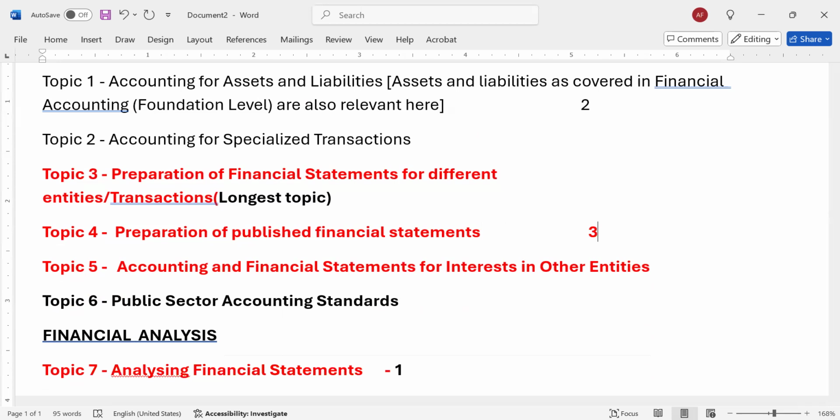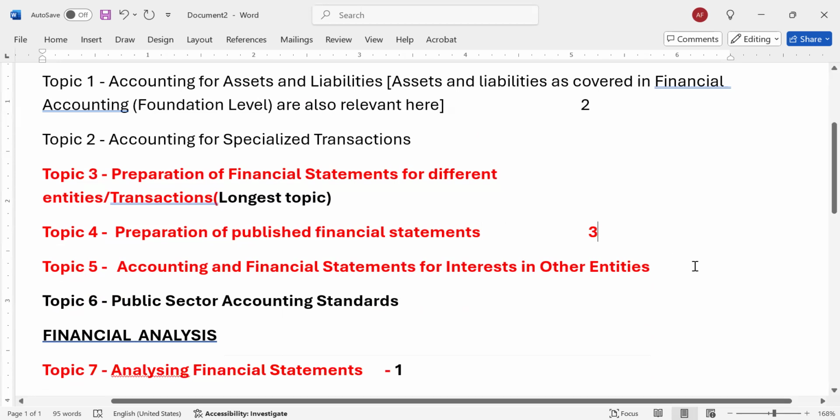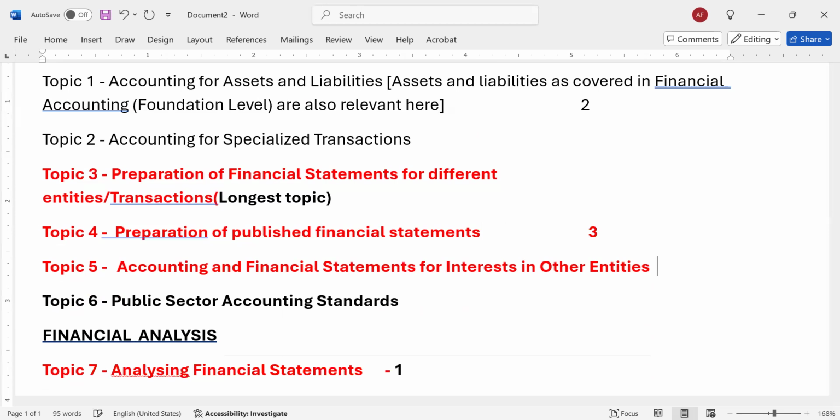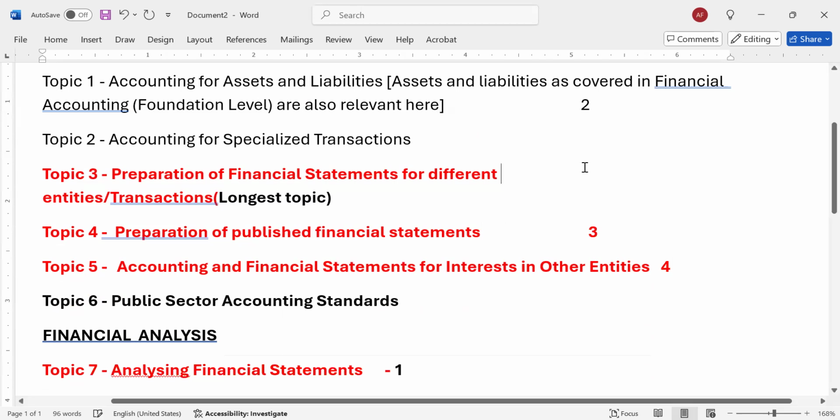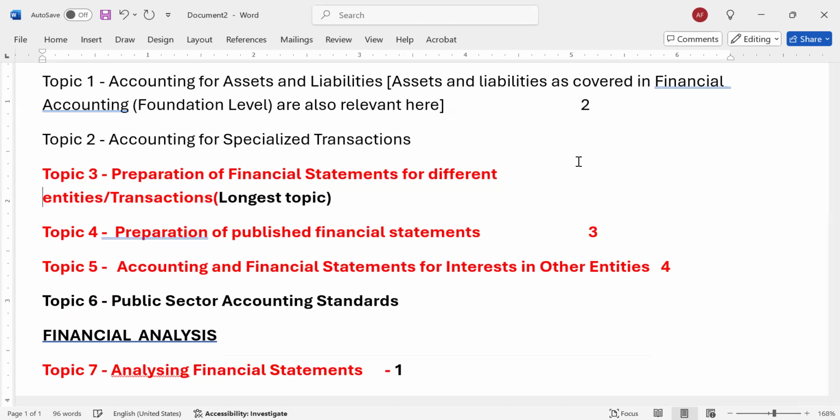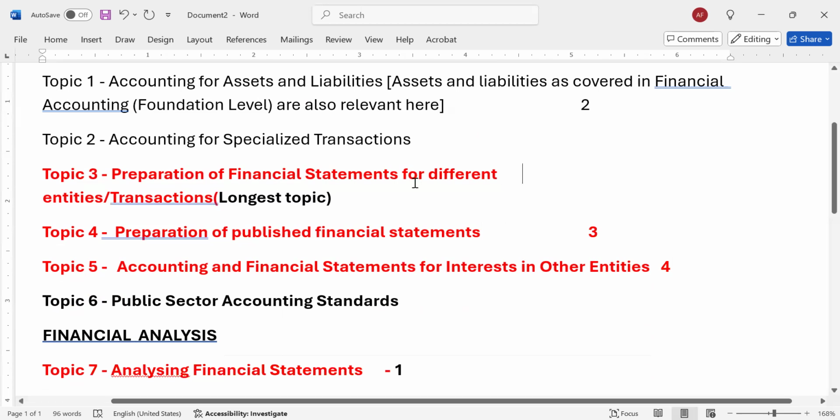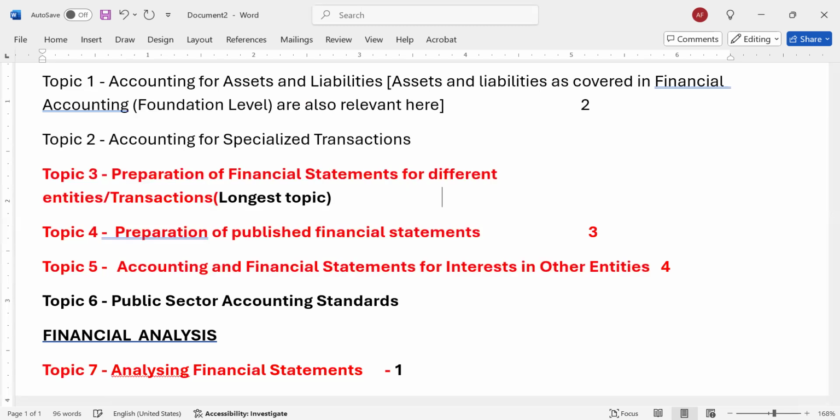After topic number 4, because they relate, we'll handle topic number 5 as our number 4. Then we go to topic number 3, which will be our number 5. I'm giving you the best strategies that we've always used, and it has always worked.